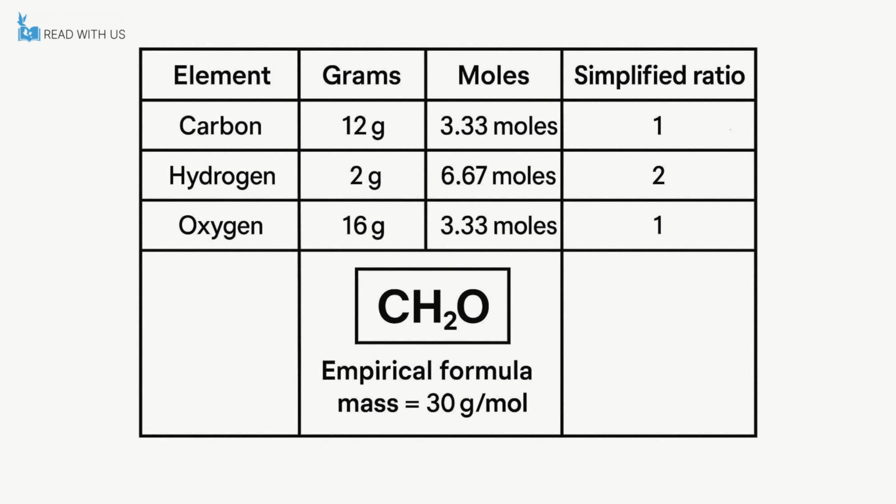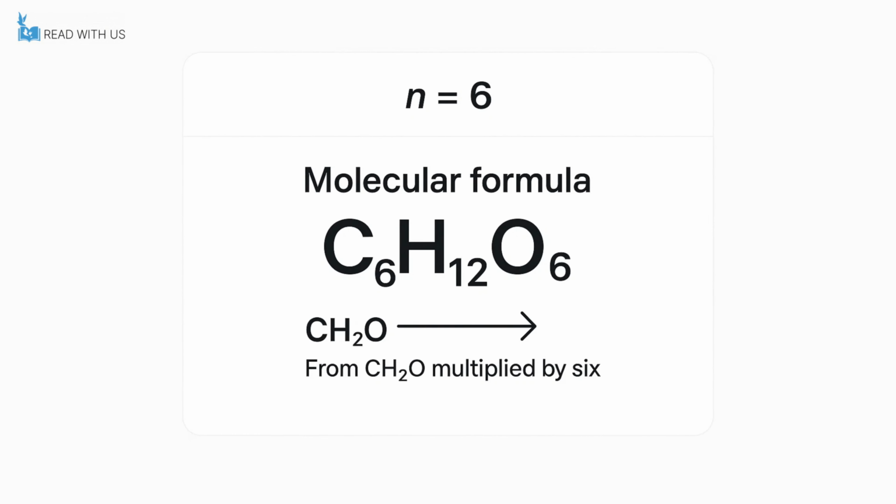carbon, 6.7 for hydrogen, and 3.3 for oxygen, which gives an empirical formula of CH2O and an empirical formula mass of 30 grams per mole. Dividing 180 by 30 gives 6, so the molecular formula is C6H12O6. And this result shows how empirical and molecular formulas are connected.